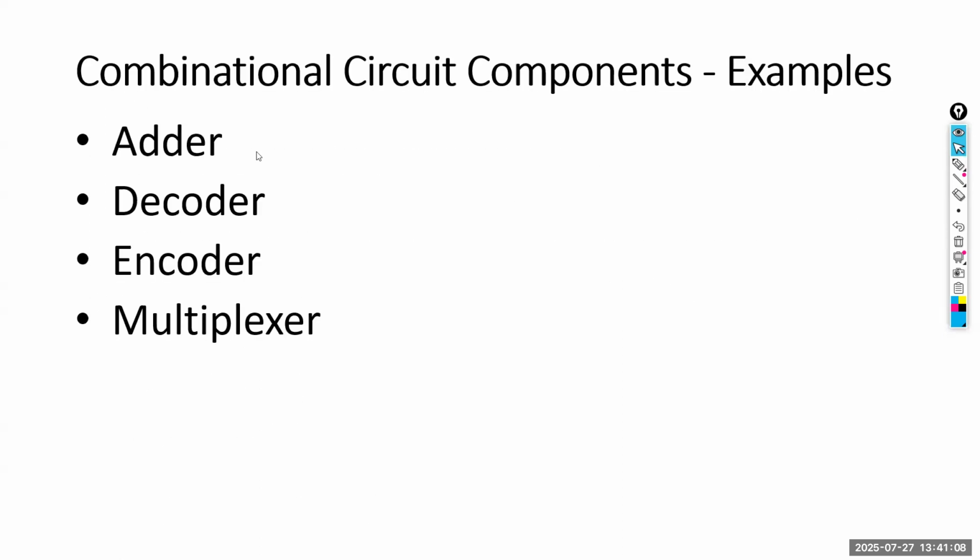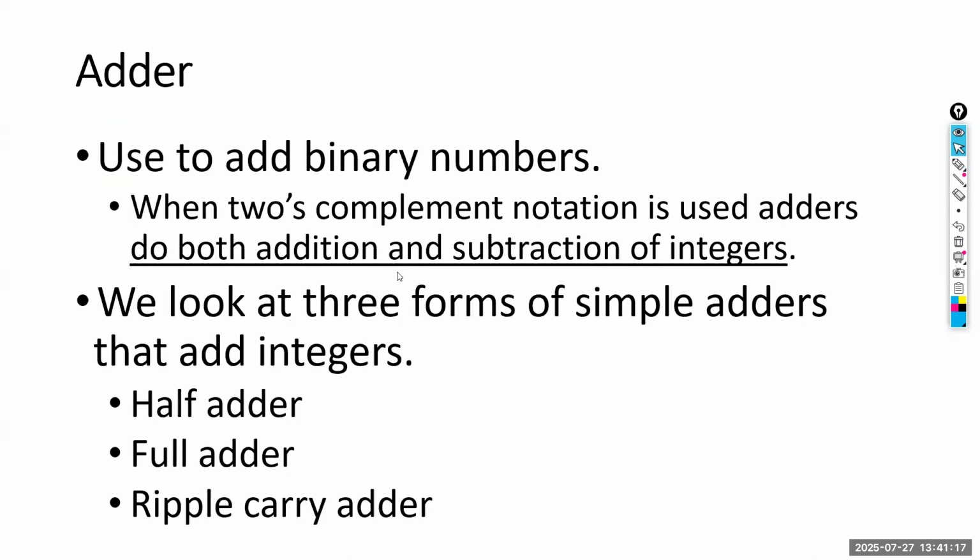Right. So let's start with the adder. The adder is a combinational component we use for processing. So what is the processing? Basically adding binary numbers. The adder is a combinational logic component that we can use to add binary numbers. So you know what adding binary numbers is like this. Say this is also 1.